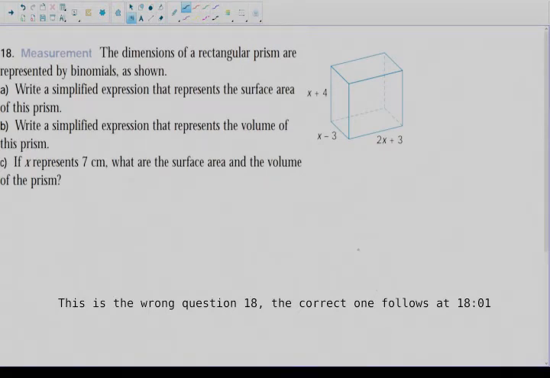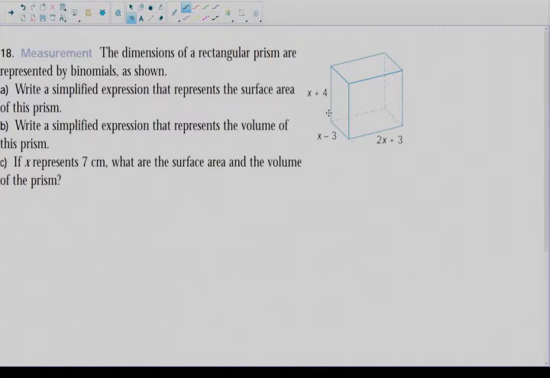So the dimensions of a rectangular prism are represented by binomials as shown, and this time it's not a square-based rectangular prism. Write a simplified expression that represents the surface area. Write a simplified expression that represents the volume. And if x represents 7, what are the surface area and the volume of the prism?